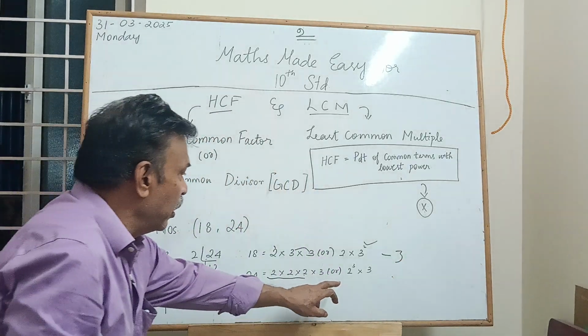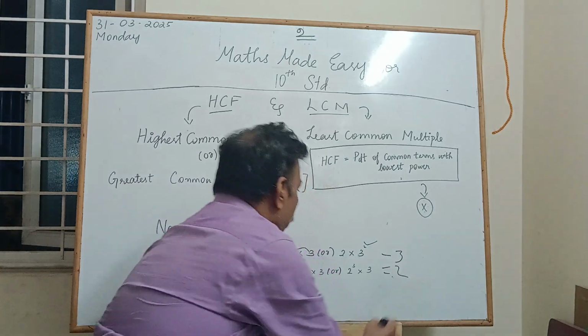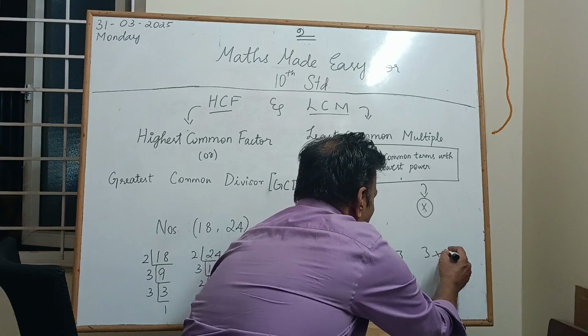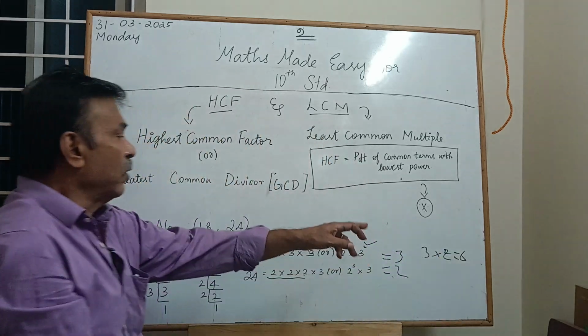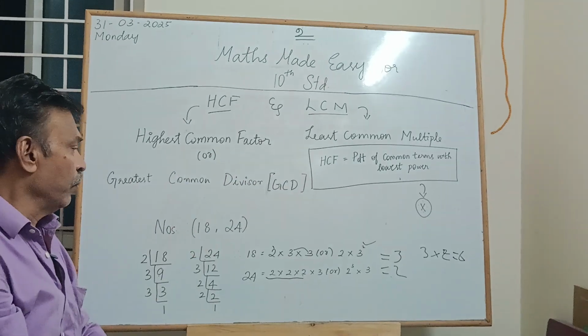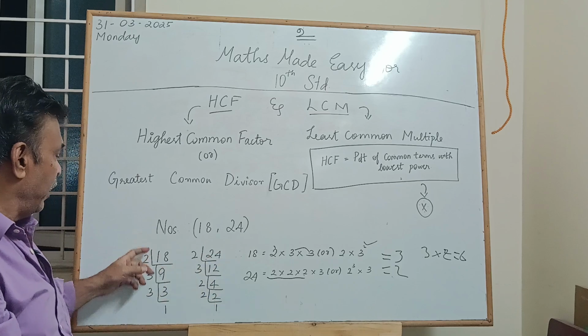Okay, in this case, the lowest power is 2 and 3. If you multiply 3 into 2, it is equal to 6. So 6 is the HCF of 18 and 24. Are you clear? See, now you are factorizing.